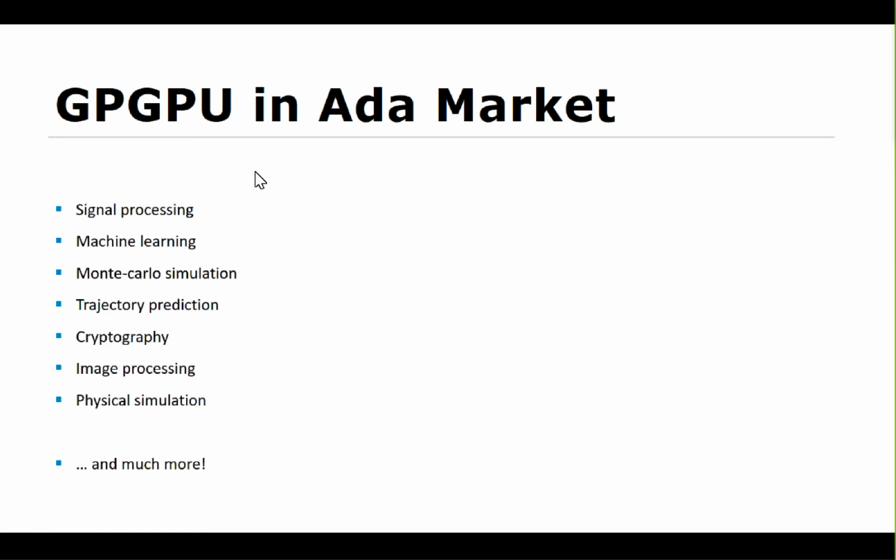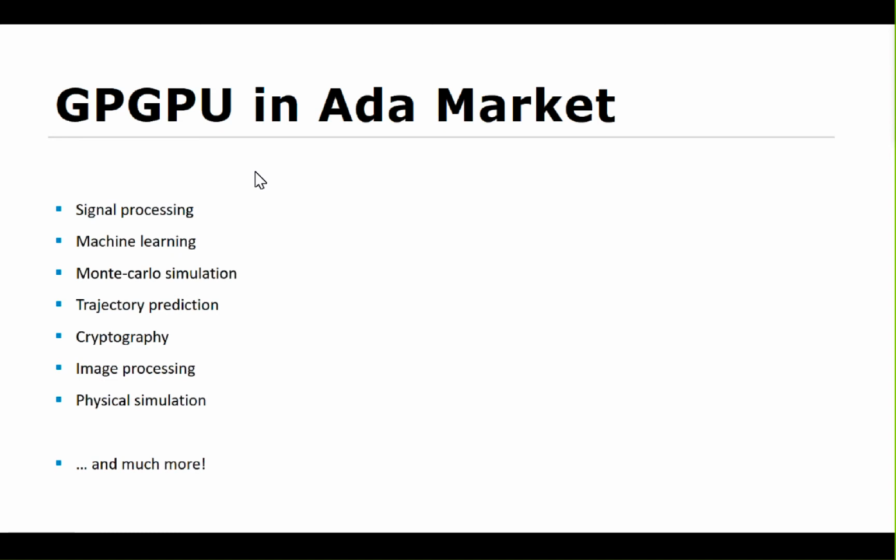Now, there's another reason why we are particularly interested in GPGPU here at AdaCore. It's just because our historical market, which is aerospace, defense, and transportation, has algorithms today that could greatly benefit from GPGPU acceleration. And here are a few examples that we encountered in the field. Signal processing, I'm thinking of radar applications in particular, machine learning that is finding its way into all sorts of things these days, Monte Carlo simulation, that's actually some banking applications that are using Ada that would benefit from it. Trajectory prediction, if you think of air traffic management systems, cryptography, which finds its way into all kinds of cybersecurity applications, image processing, physical simulation, and so on and so forth.